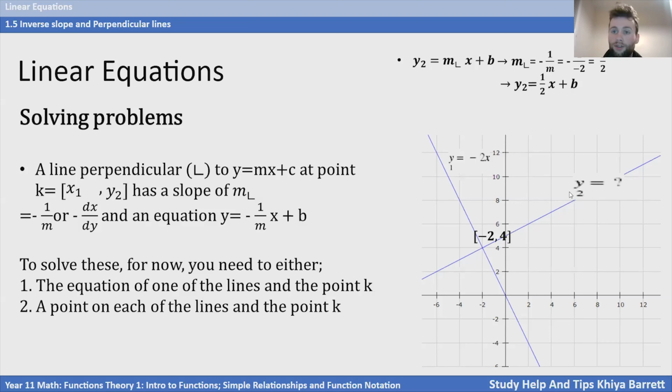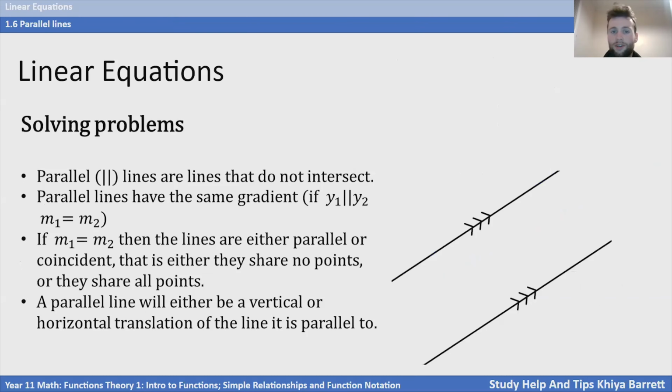Now, y2 equals half x plus b is our solution. But what is b? Well, we're going to use this 4 here. And what we can see is that 4 is going to be equal to half x take 2 plus b. So it equals -1 plus b. So b equals 5. And there we have the equation. Just simple rearrangement. Should be easy for you guys. You got this. Trust me, you got this.